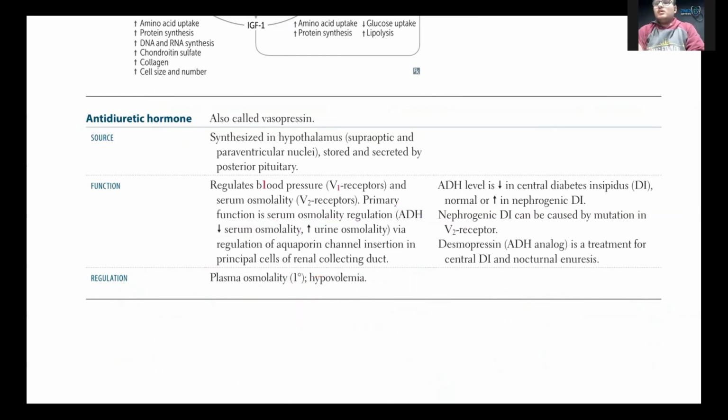So we have discussed the concept of osmolality. Now we will go to the regulation of ADH. ADH is regulated by osmolality and hypovolemia. Remember all this: plasma concentration, blood volume, osmolality. This is the regulation. Osmolality, hypovolemia, or indirectly, I can say the blood volume.